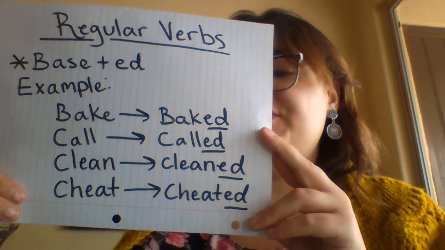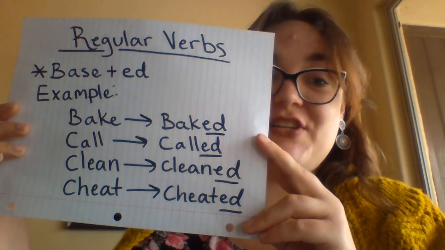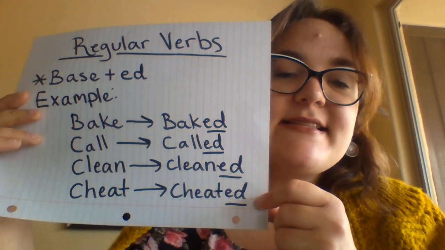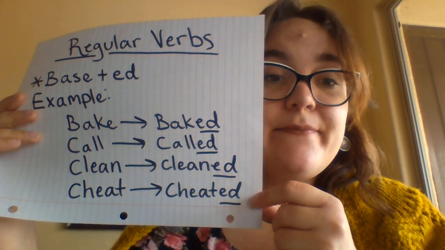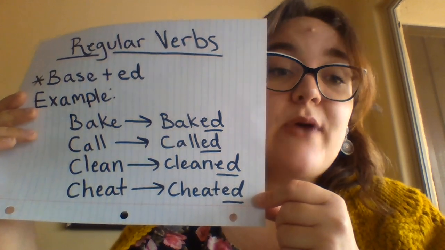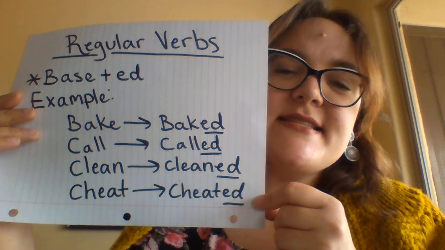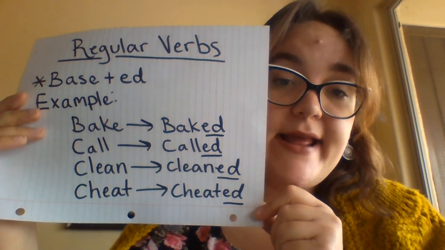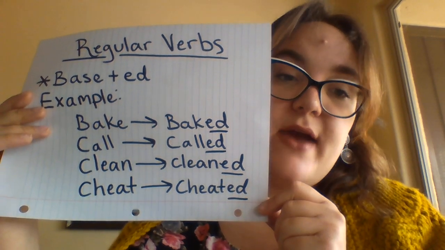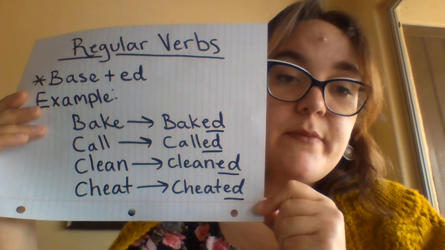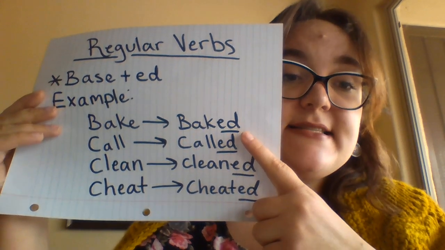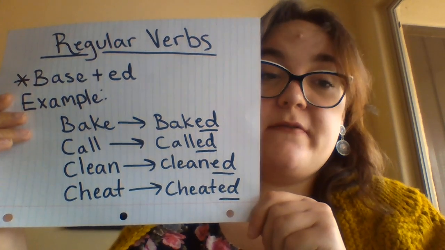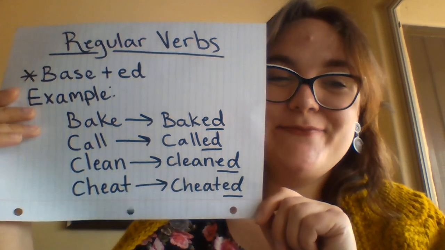What about cheat, right? Do you cheat on your tests? If we add the ed, the past form becomes cheated. Okay? Cheated, a regular verb. What can you see? What do all of these have in common? They form a pattern, right? If you know a verb is regular, then you know how to form it. Just make sure it ends in an ed for the past form. So these are all regular verbs. These are the easy ones, right?